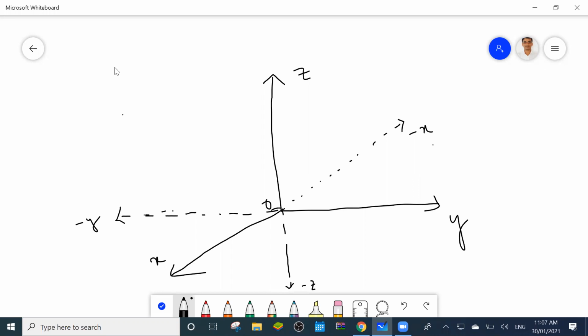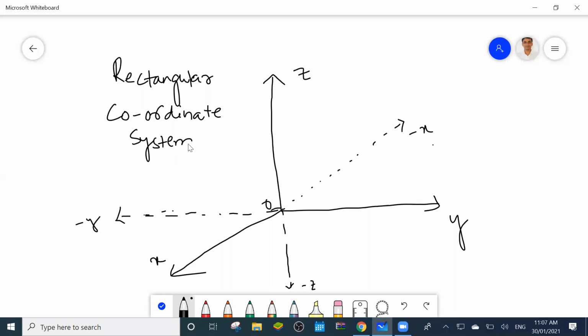So let me draw this diagram, so you can easily say what is the range of x, y, z in this coordinate system. Rectangular coordinate system, or it is also known as Cartesian coordinate system. Okay.